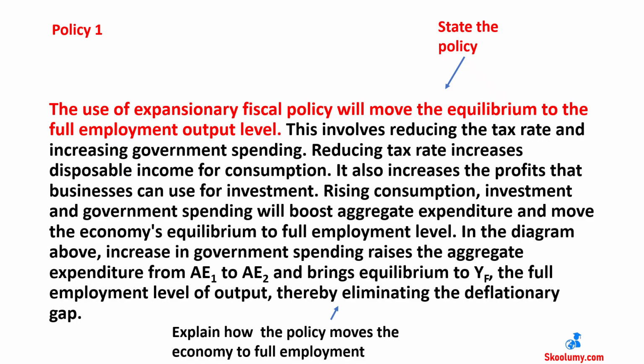Reducing tax rate increases disposable income for consumption. It also increases the profits that businesses can use for investment. Rising consumption, investment, and government spending will boost aggregate expenditure and move the economy's equilibrium to full employment level. In the diagram above, increase in government spending raises the aggregate expenditure from AE1 to AE2 and brings equilibrium to YF, the full employment level of output, thereby eliminating the deflationary gap.